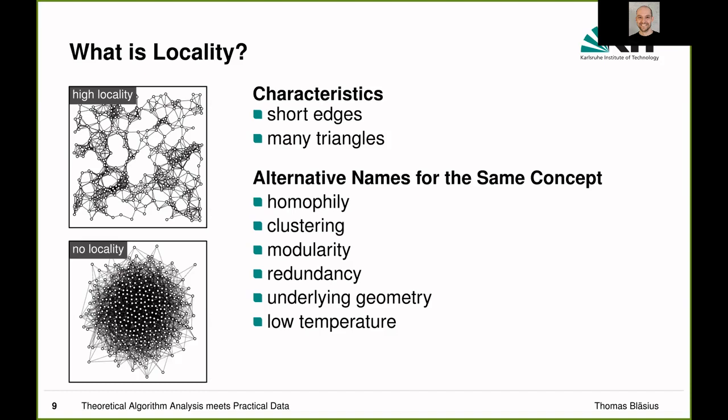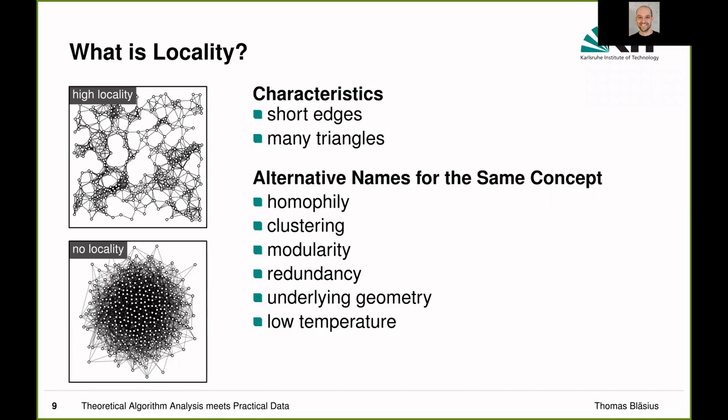I mentioned earlier that an edge doesn't have a lot of information in this kind of network, because you already knew that the two vertices were close due to the rest of the network. Sometimes you also associate this locality with an underlying geometry, so you are able to place it in a low-dimensional space and have the network structure represented nicely in this geometry. And if you talk to physicists, then they would say this is the low temperature regime and this is the high temperature regime.